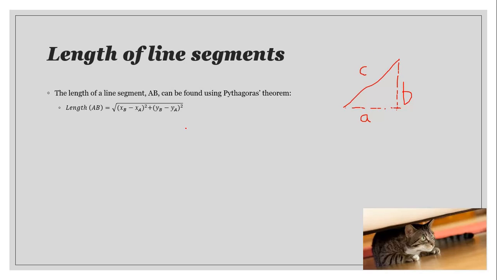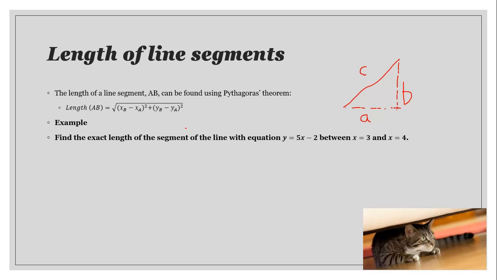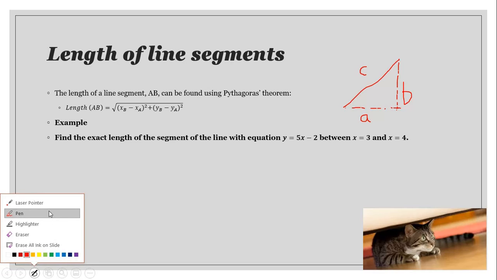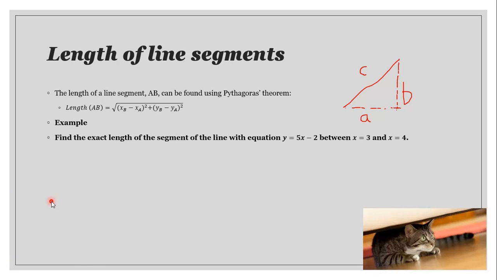So that's why you get this. So here's an example. Find the exact length of the segment of the line with equation y equals 5x minus 2 between x equals 3 and x equals 4. So when x equals 3, y is going to be equal to 5 lots of 3 minus 2, which is 15 minus 2, which is 13. And when x equals 4, y is going to be equal to 5 lots of 4 minus 2, which is 20 minus 2, which is 18.